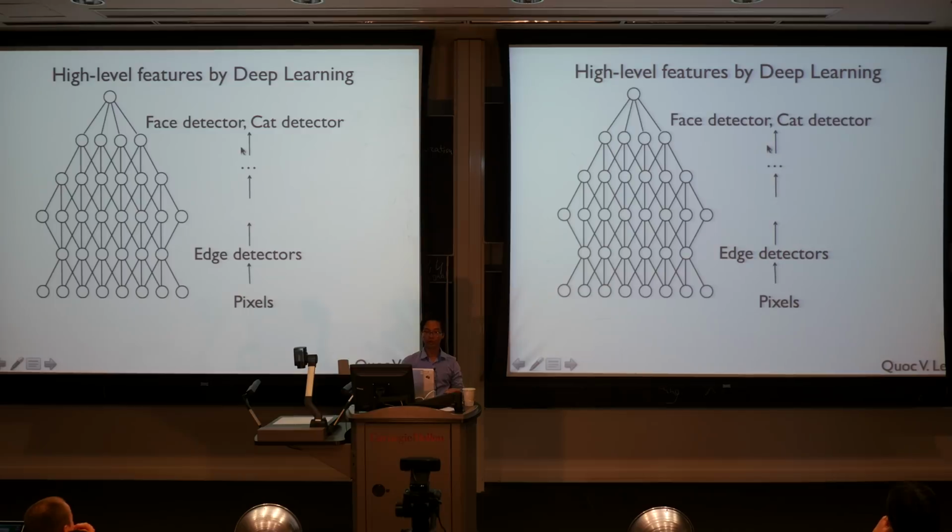What is beautiful about this approach is that, from a computer vision perspective, what it's trying to do is learn representations. For example, at the first layer, you will see something like edge detectors, and then onwards, you want to see high-level concepts like face and cat neurons at the top.